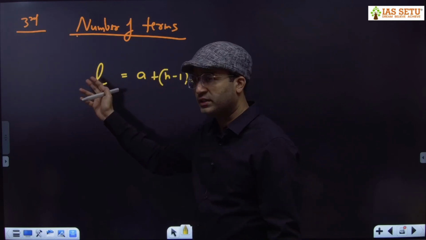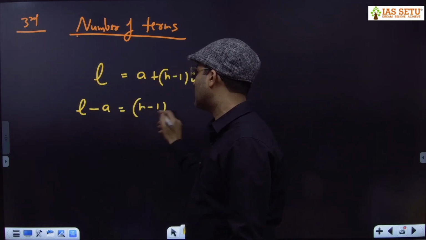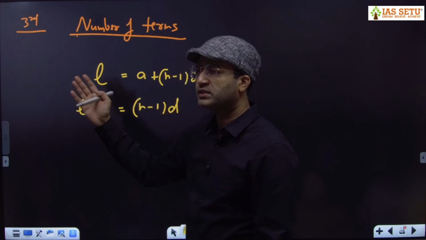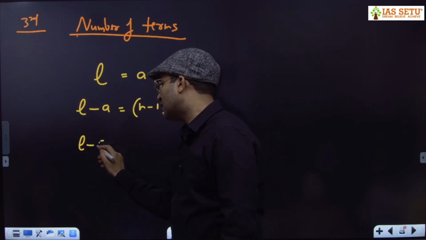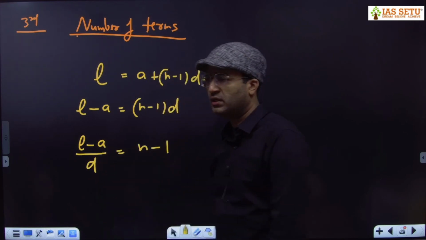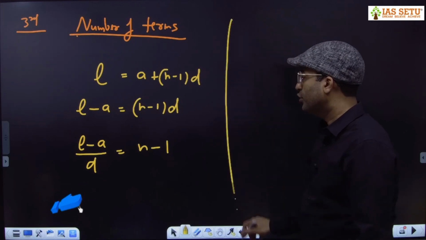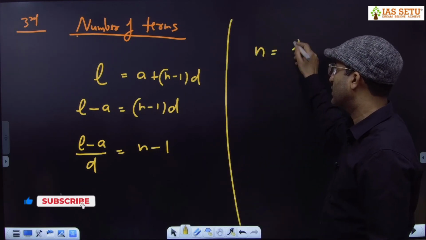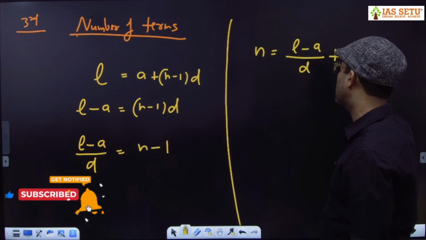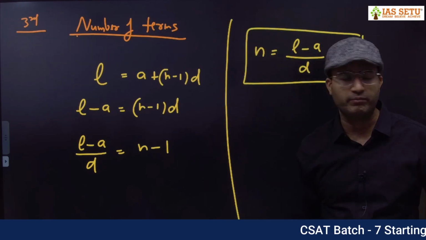You take A other side. So it is last term minus first term equals n minus 1 into D. D is multiplied here. If you take other side, it will be divided. Last term minus first term divided by D is n minus 1. It is minus 1. Other side, it will be plus. So your n is nothing but last term minus first term divided by common difference D plus 1. This is your third concept where we need number of terms.